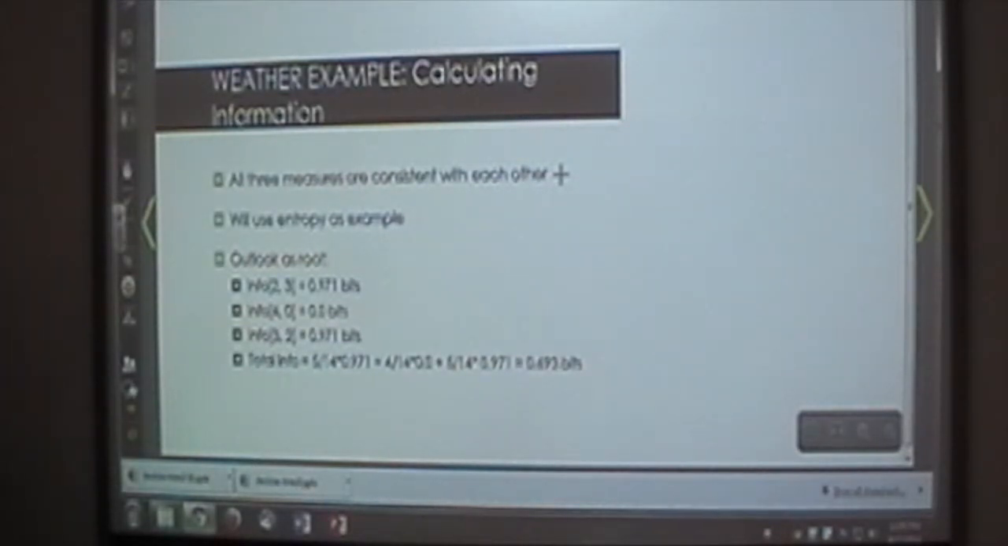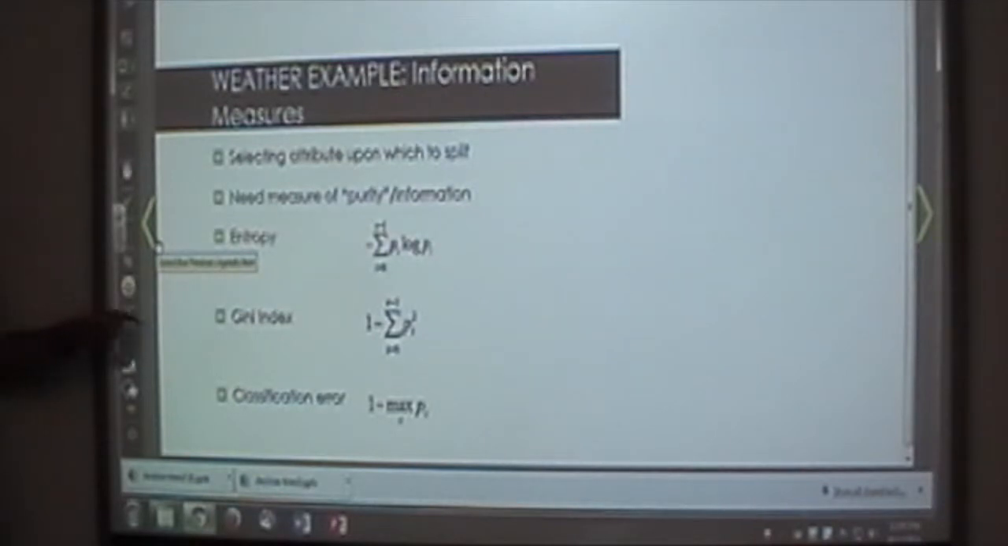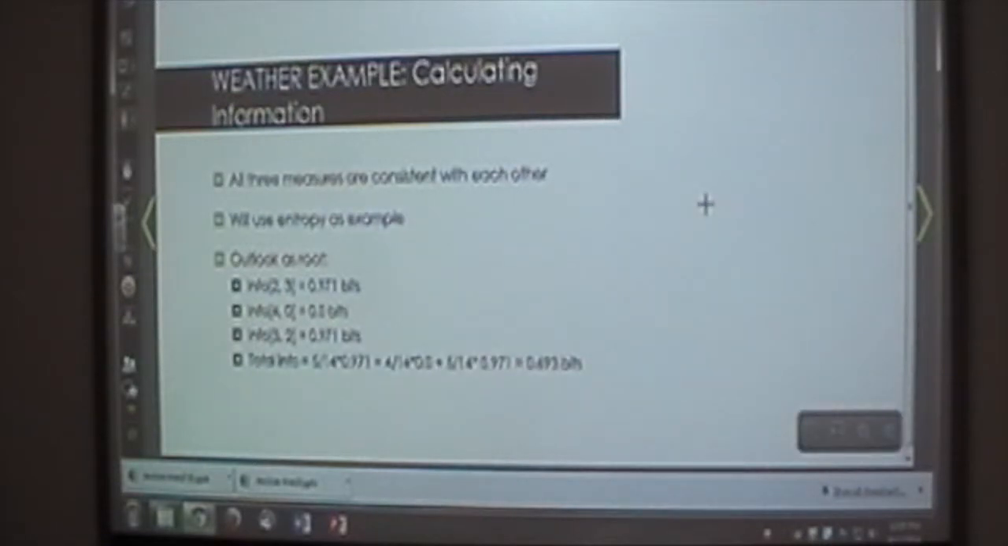And so we're going to use entropy as our measure of impurity or measure of information. Basically, it's the information that we can still obtain from the system. So that's how this works, and we're going to use entropy as our measure here, right? We outlined 3 different measures: entropy, the Gini index, as well as the classification error. And I mentioned that they're really consistent with each other. I want to go through this example and pick up where we left off.